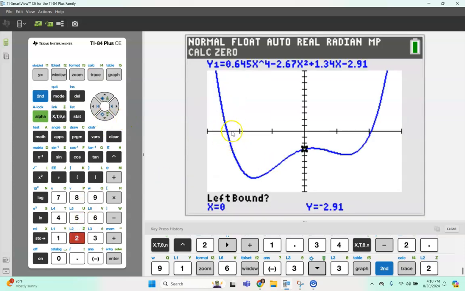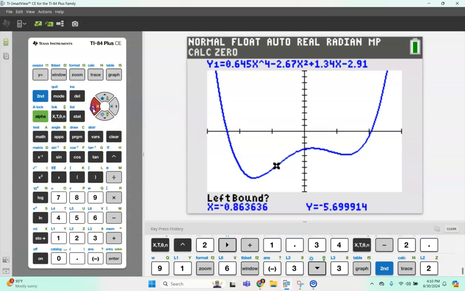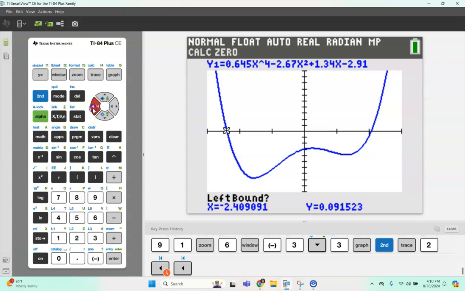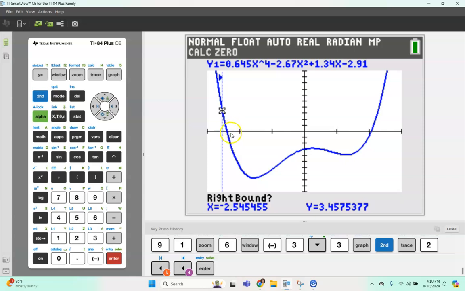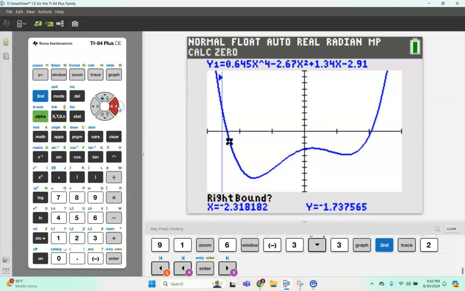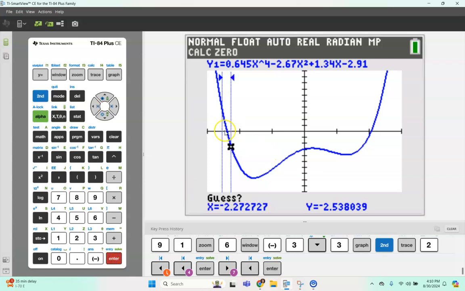Well, I'm going to try to focus on the zero on the left first. So it says left bound. Just like minimum and maximum, you're going to go to the left side of that zero. That's fine, as long as it's to the left of that zero. So I'm going to hit enter. Notice it starts a window. Now it says right bound. So you're going to go to the right side of the zero, somewhere over here. That's fine, as long as you stay around it. There you go. So now you just told the calculator between these two values, find the zero.